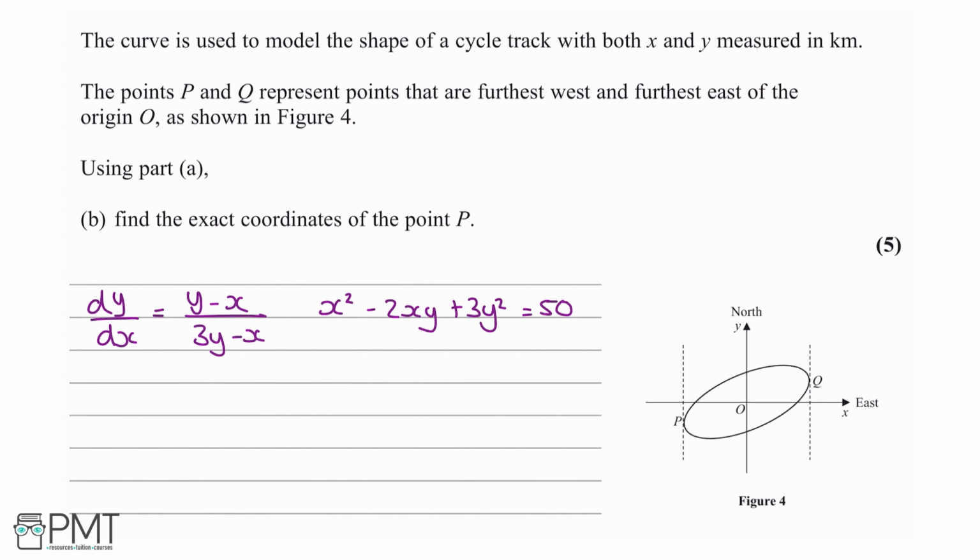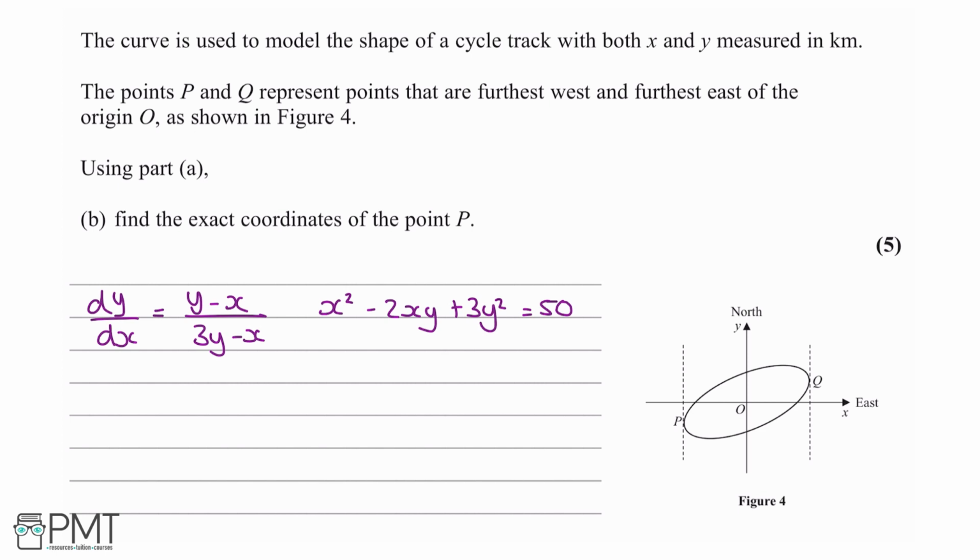So we are told the curve is used to model the shape of a cycle track with both x and y measured in kilometers. The points P and Q represent points that are furthest west and furthest east of the origin O, as shown in figure 4. So figure 4, see P and Q. It says using part A, part B is asking us to find the exact coordinates of the point P for 5 marks. So I'm just going to highlight some key points.